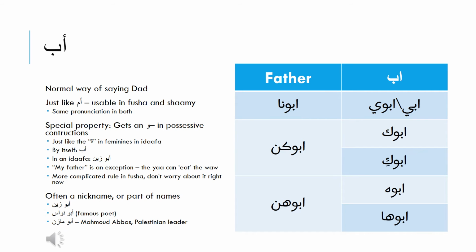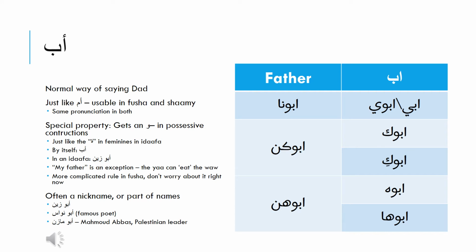So when it's in an idaafa, much like the te in feminines, which become the te marbuta, which becomes te in the idaafa, eb becomes ebu. So by itself, you have eb. But if I want to talk about myself, my kunya, my nickname, I would be Abu Zain. Now, there is one weird thing going on here, which is that my father, which in theory should be Abui, sometimes is said as Ebi, because the yeh kind of eats the wow that would normally show up.